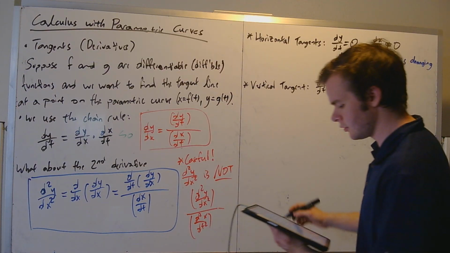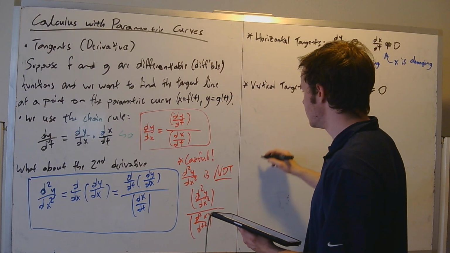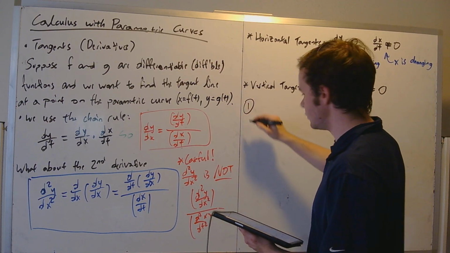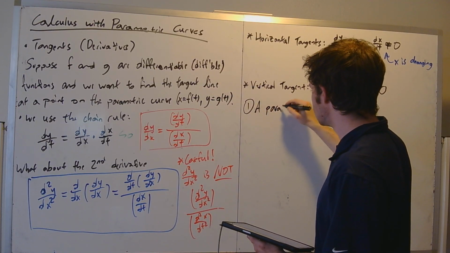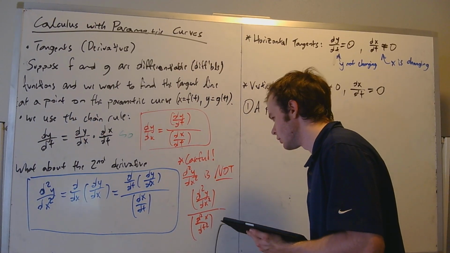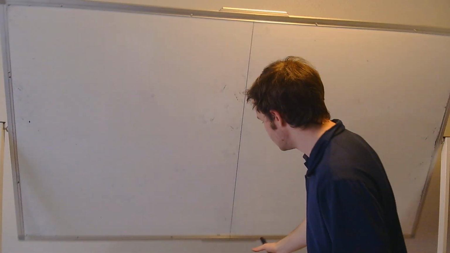All right, so let's start an example here. So example 1, a parametric curve. Maybe I'll start this on the other side.